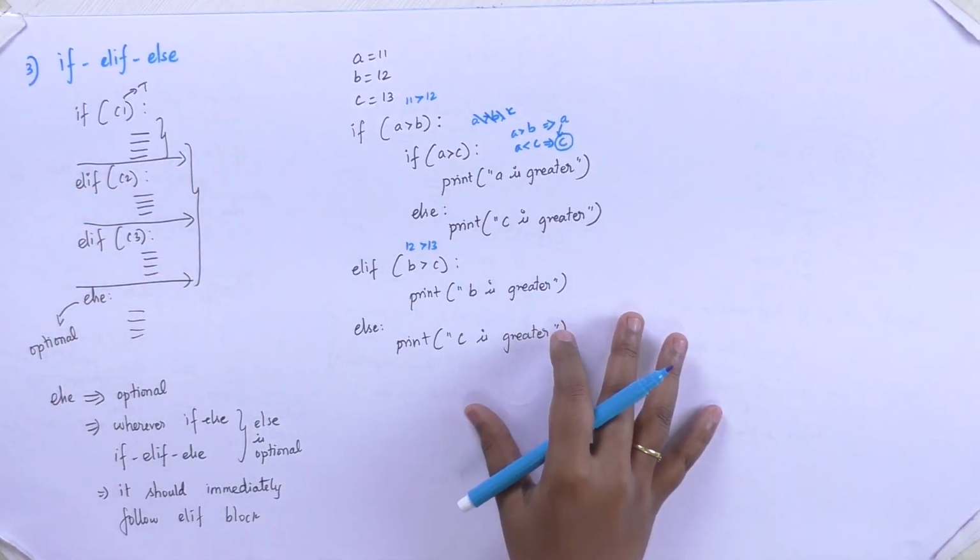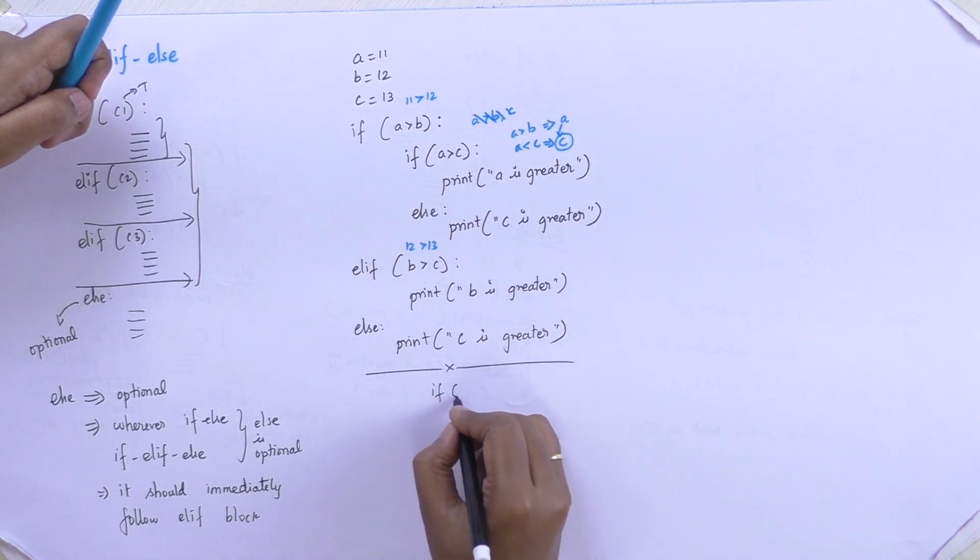Another important thing to remember here is you can use multiple conditions and else is optional. You can have multiple elif blocks, which means I can have one if block followed by n number of elif blocks. And if you want else, which means else is optional, it should be placed at the end. If, elif, n number of elifs, at the end you can write an else block. So this is how you can write it.